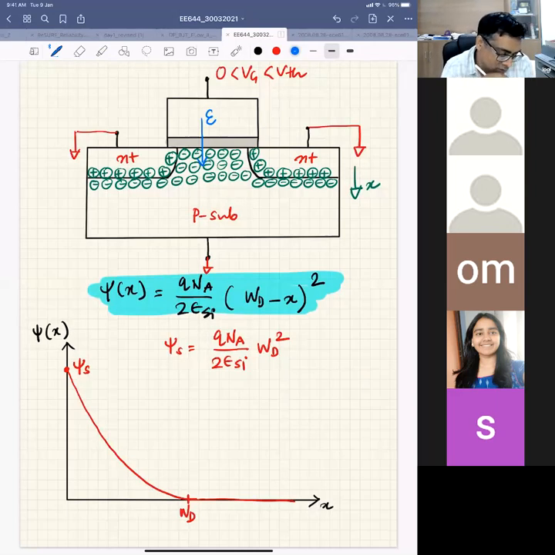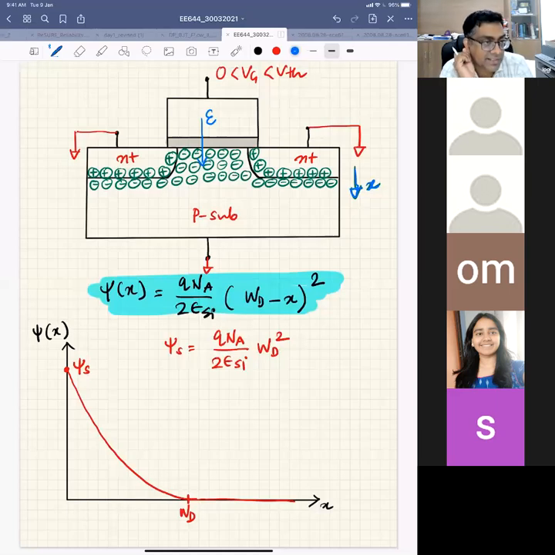And since we have negatively charged acceptor ions here, we have some potential, and we also figured out that that potential is positive, right? If this is my x direction here, yesterday we derived this psi(x) from the surface of your transistor, that is the oxide and silicon interface, towards the body, towards the bulk. So this psi(x) is q N_A divided by 2 epsilon times (W_D minus x) squared. W_D is the depletion width, right? So if you plot psi(x) as a function of x, this is a quadratic equation.